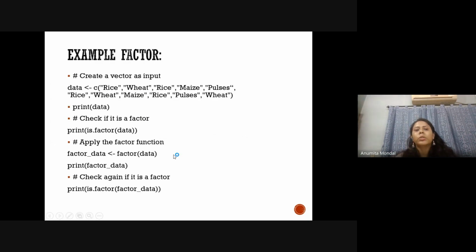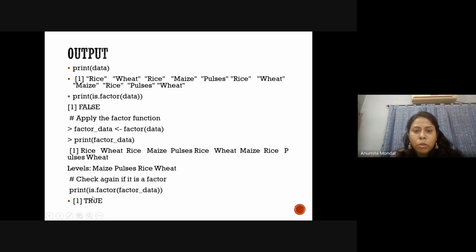In this case, first we take the data: rice, wheat, pulse, maize, and wheat. There are 3 types of data, and then we print the data. Then we want to check whether it is a factor or not, and the last one is the factor data, and we print it. In the first case, when I print the data, it shows the values which were already included. Then we check whether it is a factor or not, and it says FALSE. It is not factor data.